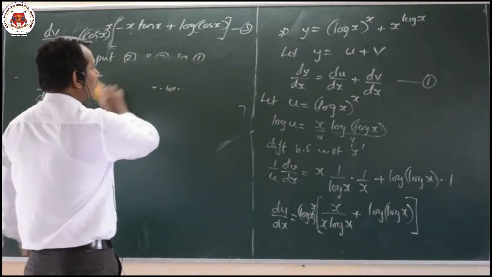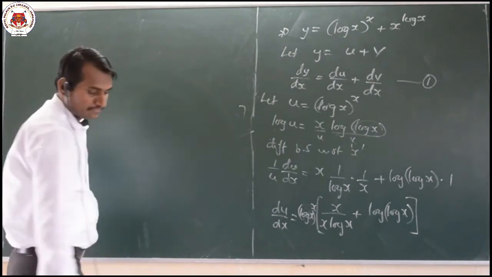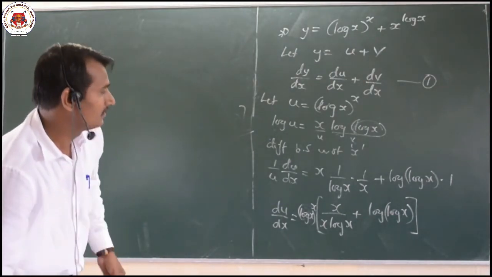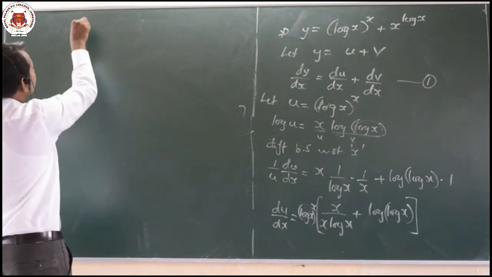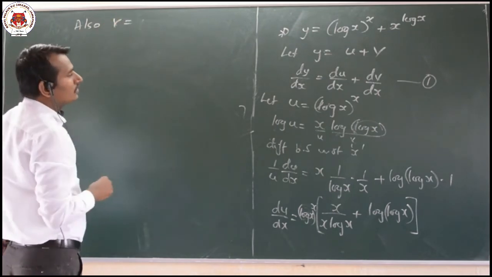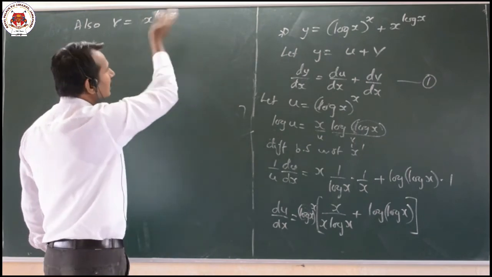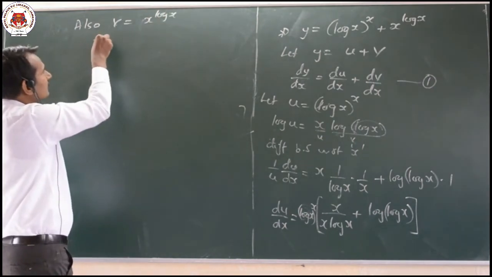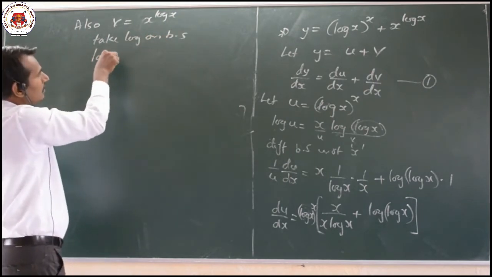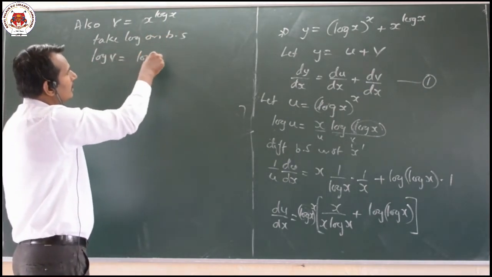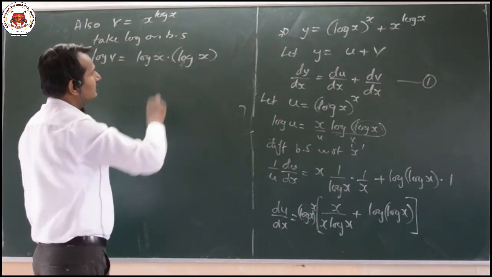Now we shall continue the problem. Continuation of it. Now the next part is v here. What is v? v is equal to x to the power of log x. Again take log on both the sides. What we get here? log v is equal to log x into log x.